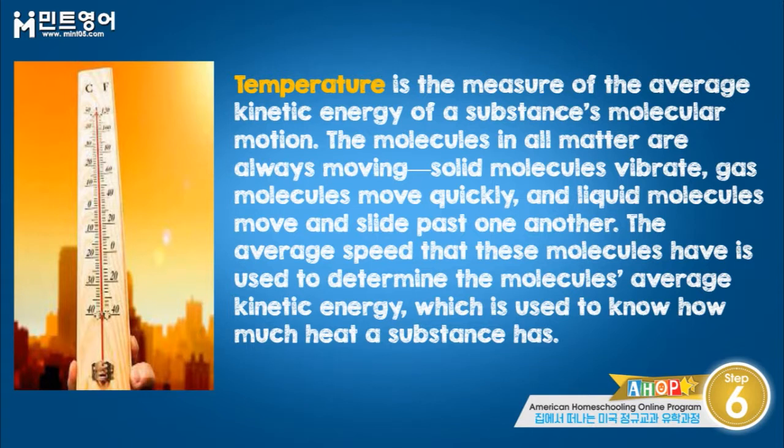The average speed that these molecules have is used to determine the molecule's average kinetic energy, which is used to know how much heat a substance has. 이 분자들이 가진 평균 속도는 분자의 평균 운동 에너지를 결정하는 데 사용될 수 있으며 이것은 한 물질에 얼마나 많은 열이 있는지를 아는 데에 사용할 수 있다고 합니다.